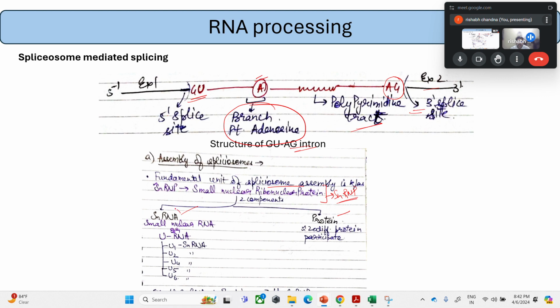So snRNA is small nuclear RNA or the U RNA. Why U RNA? Because different components are named based upon the number of U's. So U1 snRNA, U2 snRNA, U4, U5, and U6. These are the snRNAs associated with the spliceosome complex. And for the protein component, there are around 20 different proteins that are associated with these RNAs and that participate in the spliceosome formation.